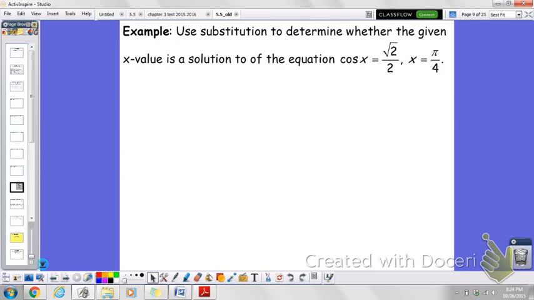For this next example, we're going to use substitution to determine whether the given x value is a solution to the equation cosine of x equals root 2 over 2. And we're going to substitute pi over 4 into cosine and see if we get root 2 over 2. So I'm looking at the cosine of pi over 4.